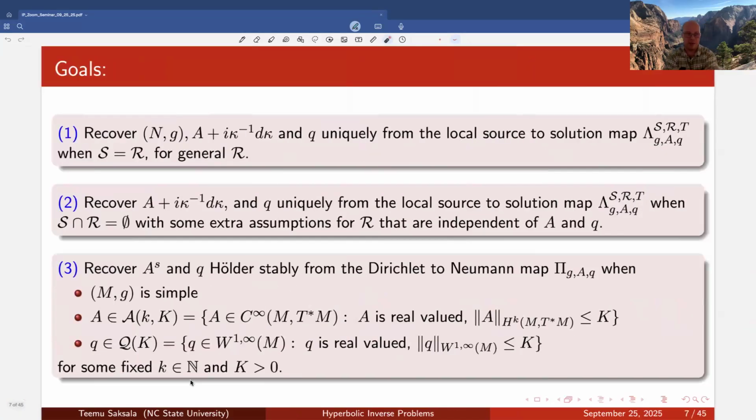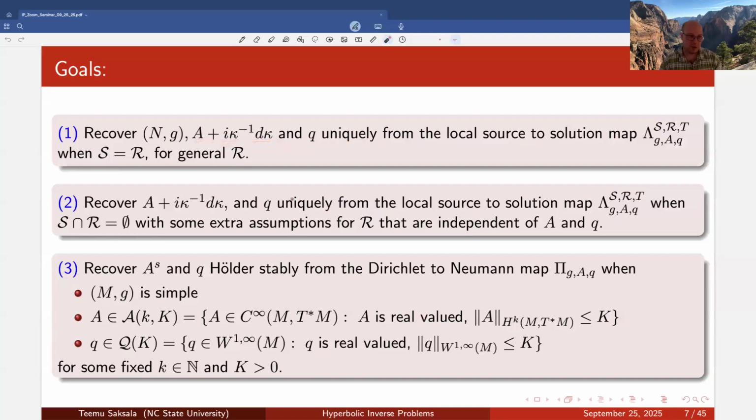But what we are aiming to really do in this talk is to study three different inverse problems, where 1 and 2 are related and 3 is a bit different. In both 1 and 2, I'm studying a closed Riemannian manifold (M, g). But in the first problem, I'm assuming that I'm sending the waves at the same set where I receive them. And now I'm claiming that in this case, this local source-to-solution operator determines everything: the manifold, the vector potential up to this gauge, and the zeroth order potential.